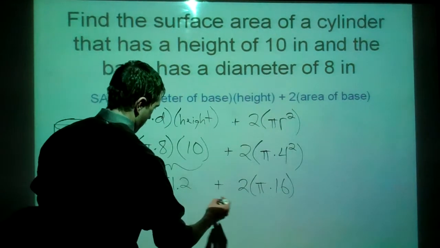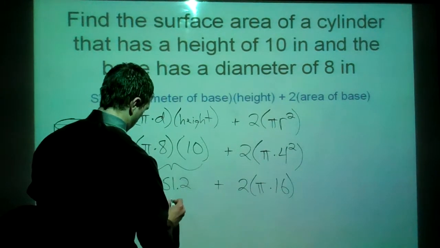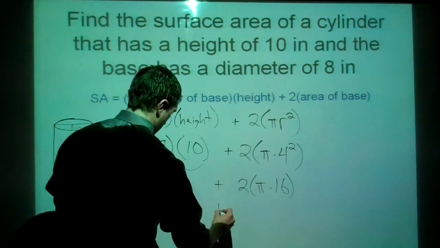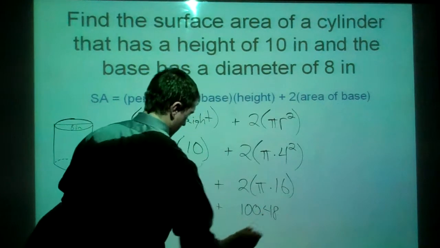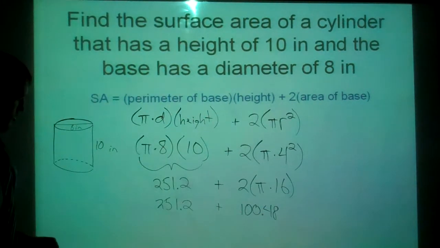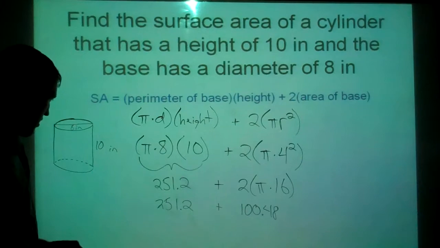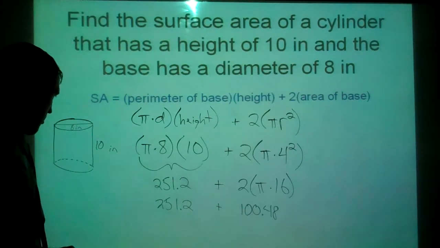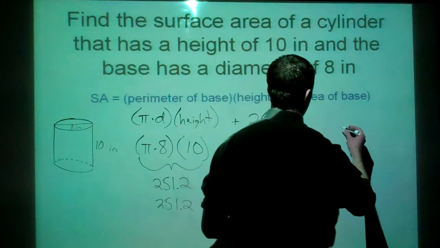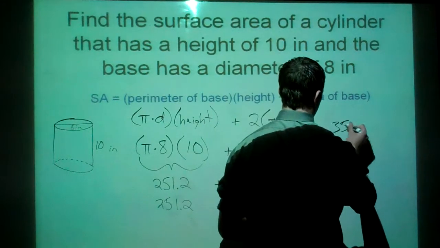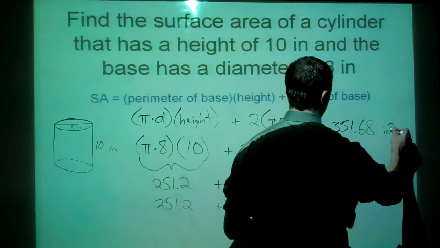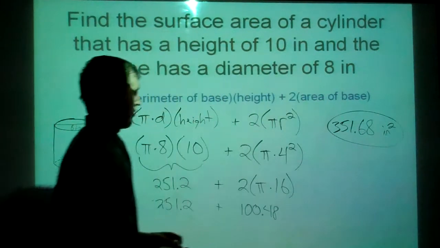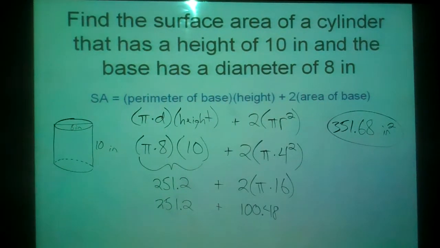So we're going to add 251.2 plus 100.48, and that should get us our answer, which should be what? 351.68. That would be inches squared, I believe. I'm going to check my time again.